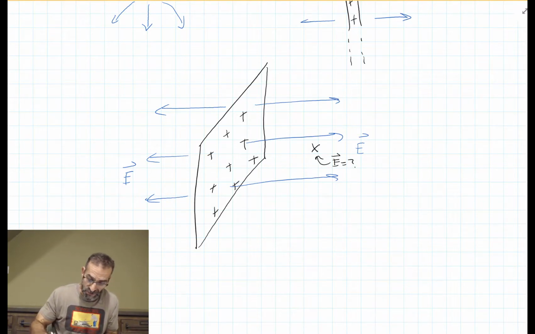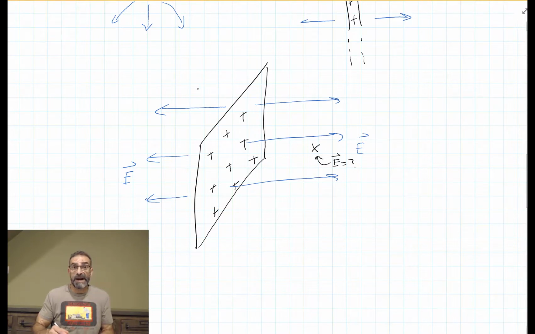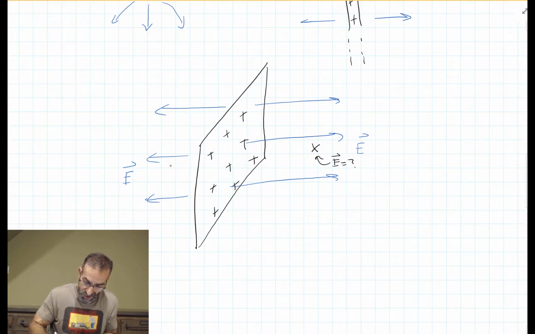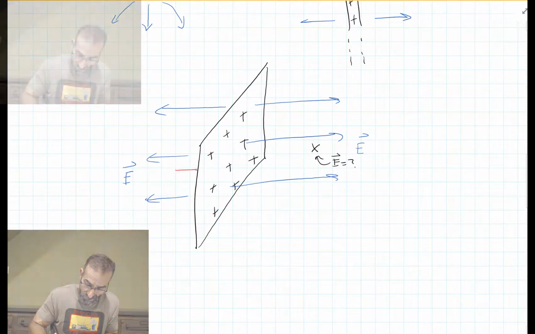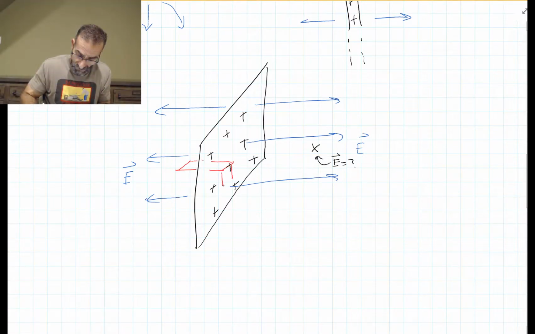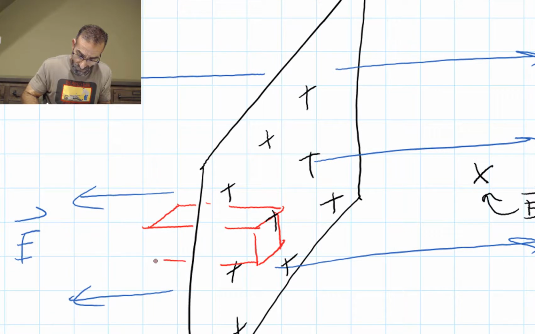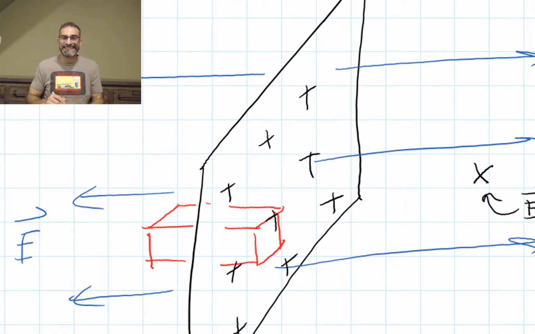One shape that would work would be a rectangular box. We could put a box in here. I'm going to try to draw it, like that. That's the best I can do. So now we could use that shape as our Gaussian surface. There are 6 sides to a rectangular box, and we could integrate the integral of E dot dA over all 6 of those sides and come up with an answer.